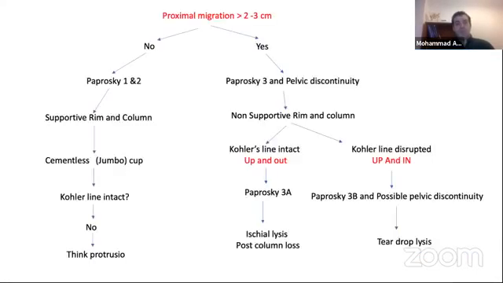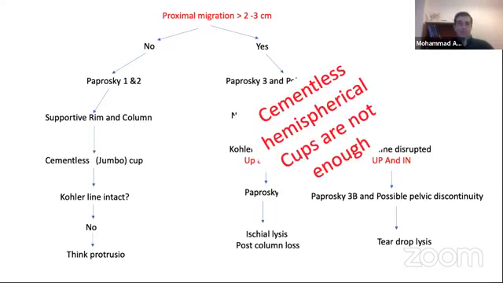So I think the most important thing to take out of this big slide is to look at the proximal migration, whether it is a 2 or 3. If it's less than a 2, then it's a 1 and 2. You can consider cementless revision with primary standard implants. If it's more than 2, then you look at the hip, whether it's up and out, which is a Paprosky 3A, which is classically treated according to Paprosky with a cup and an augment. If it's up and in, then you need a CT scan and you need proper planning, because this is the most complex revision. And it's important to know that on this side of the channel, cementless hemispherical cups are not enough.